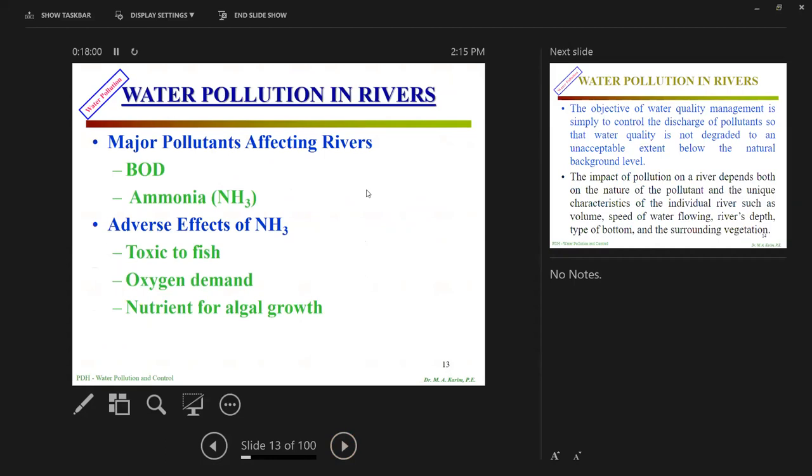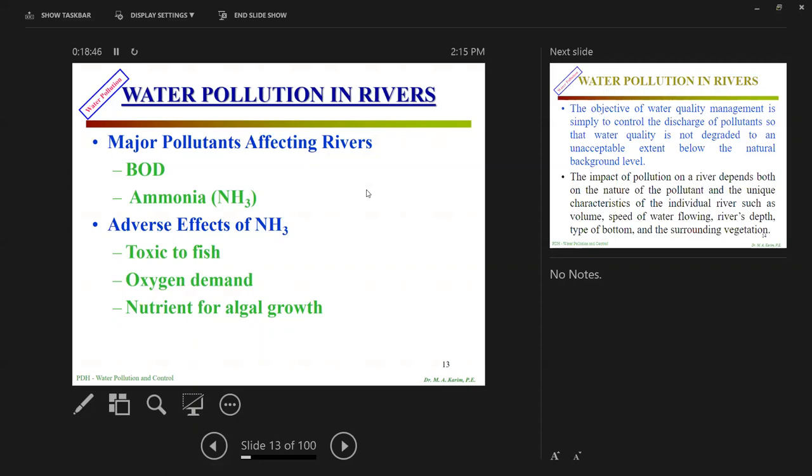So water pollution in rivers: basically the major pollutants affecting rivers are BOD and ammonia. Why are they? Because BOD is mainly organic, right? We define BOD as the amount of oxygen required by the microorganisms to oxidize the organic content in the water. And ammonia is the same way, because ammonia has nitrogen in it, and ammonia can also create oxygen demand. Since you have nitrogen, there are two types of materials, carbonaceous and nitrogenous organic. Both of them can be decomposed by aerobic bacteria, which consumes oxygen. That's why both are kinds of pollution in the rivers.